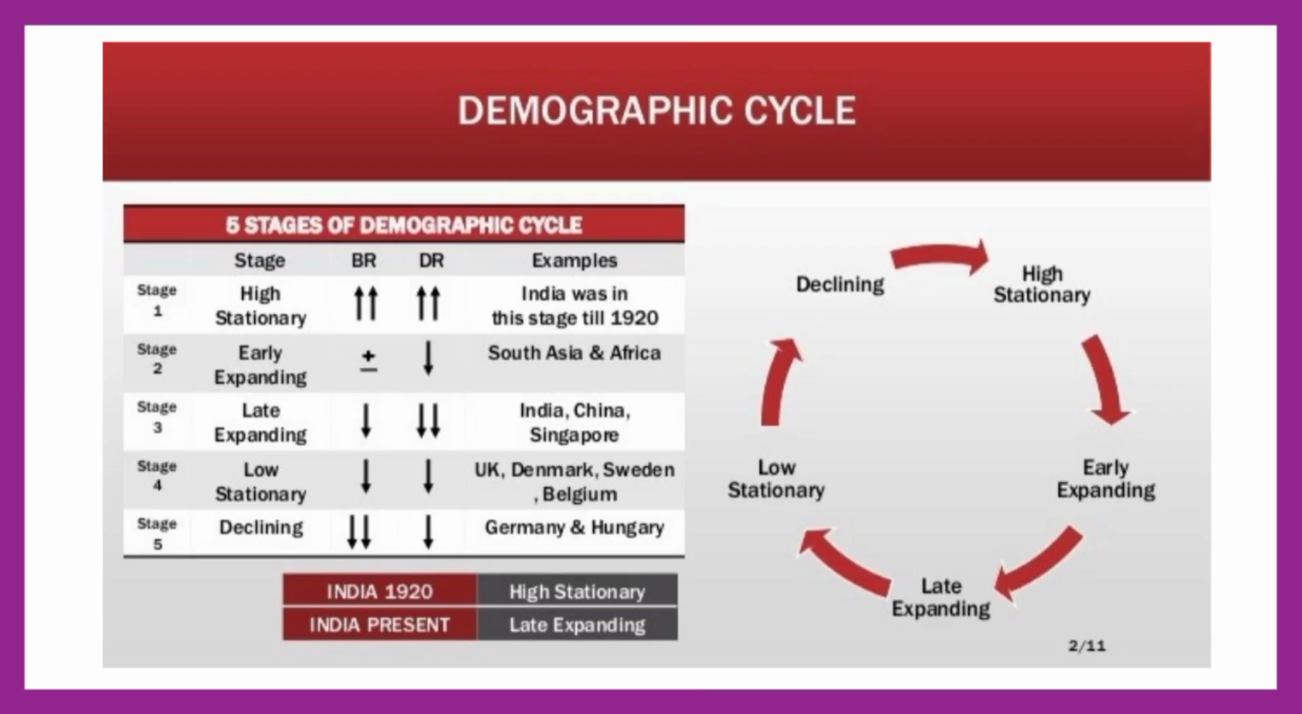This we have seen. Now as you can see here in the examples, there are various countries. Every country follows the same pattern, like India, South Asian and African countries, China, Singapore, UK. Many developed, developing, and underdeveloped countries are all there. So every country will follow the same pattern, that is the demographic cycle for the history of its population.